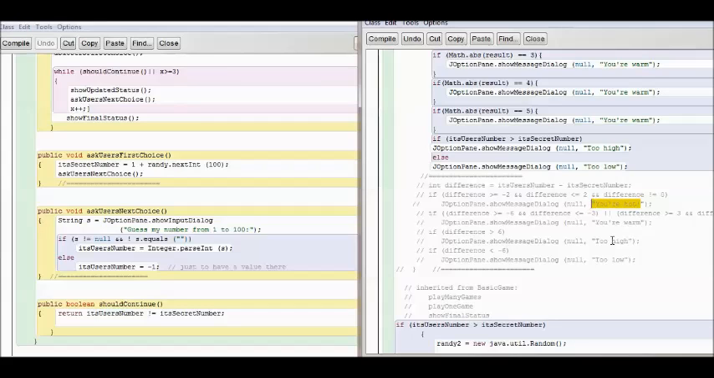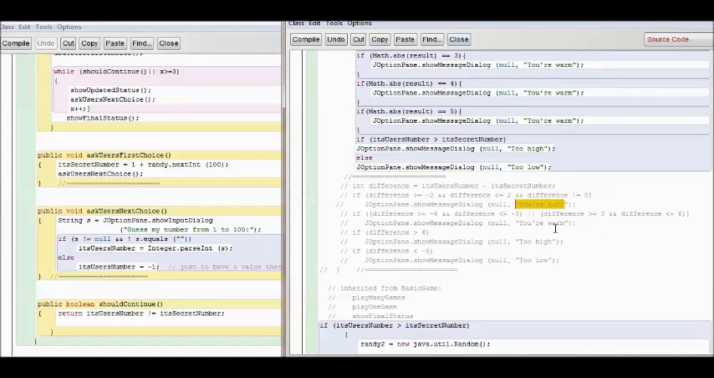However, if it's less than minus 3 or greater than plus 3, and the difference is less than or equal to 6, it says you're warm. Otherwise, if it's greater than 6, you put too high, or less than 6, you're too low. Like I said, I can see what they did, but to me, this is just a little more straightforward. So whatever you want to do, I don't care.